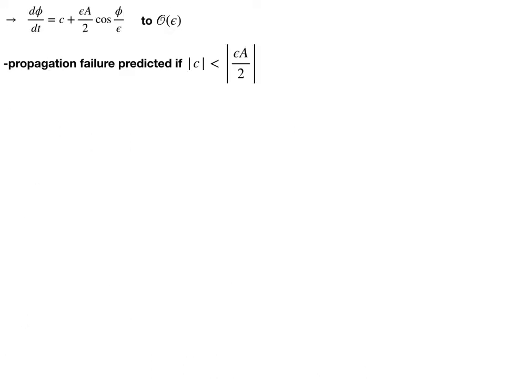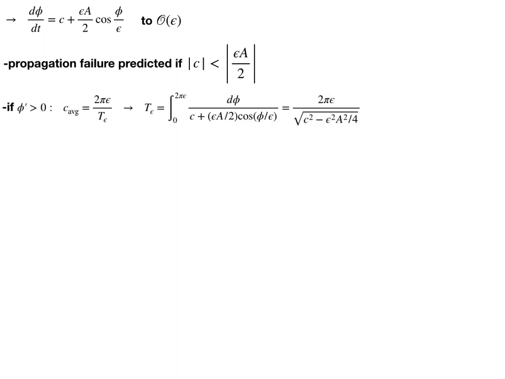For other values of phi, where cosine is negative, the speed of the wave is going to be less than c. And in particular, if epsilon a over 2, the amplitude of this modulator of our instantaneous wave speed, gets to be greater than c, then we get pinning. So in that limit, phi eventually will hit a fixed point, and the wave will just get stuck. As long as phi prime is greater than 0, though, we can actually average this to get an average wave speed.